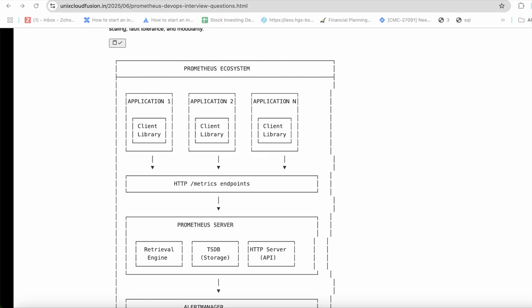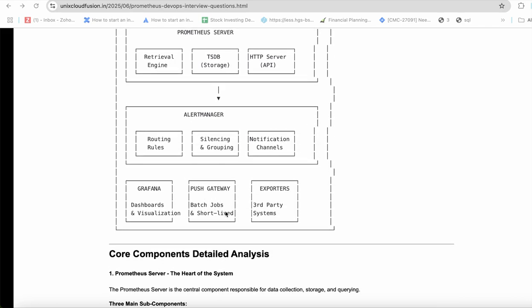Next comes your push gateway. Okay, so if you see there is a push gateway as well. Now as I told you that Prometheus basically works on the pull based mechanism. Okay, but there might be some short monitoring batch jobs or short lived processes.